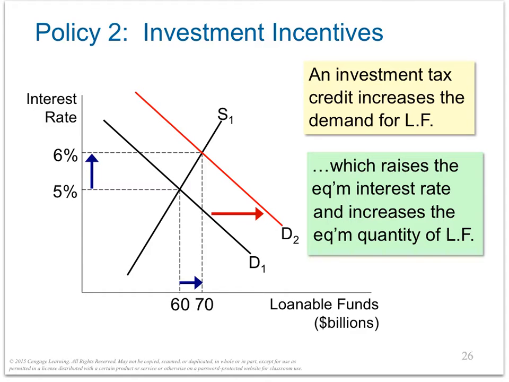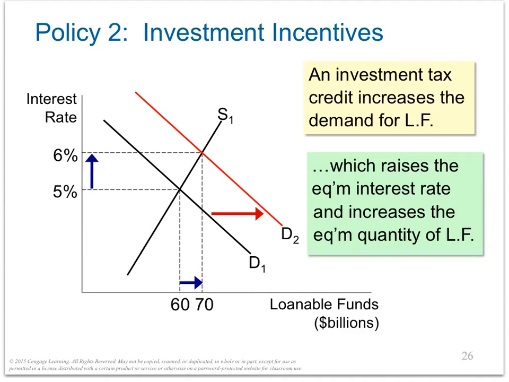Second policy, now there are incentives not on saving but on investment. You may think that this can be in the form of an investment tax credit. An investment tax credit gives a tax advantage to any firm building a new factory or buying a new piece of equipment. Now the first question, again, we will use this three-step analysis.